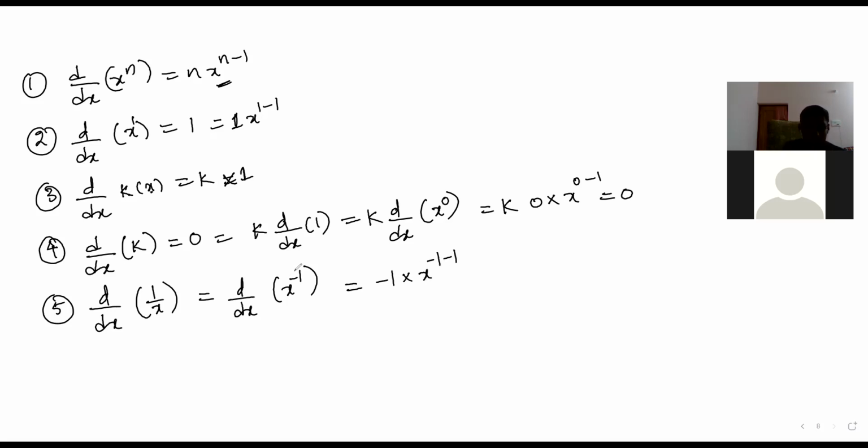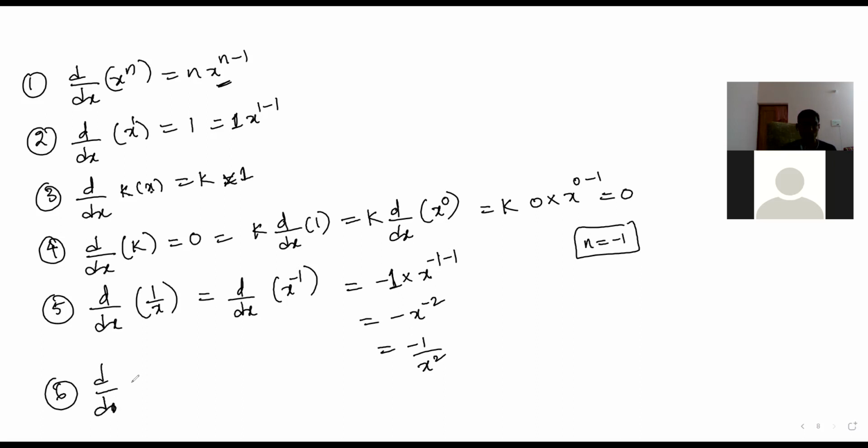n is minus 1 here. Simply n is minus 1. n into x to the power of n minus 1, that is minus x to the power of minus 2, that is minus 1 by x square. Yeah, this you should remember also. Now similarly, if I write d by dx of 1 by x square, can you not do this one easily? Yes, it can be done easily. Right. Next.